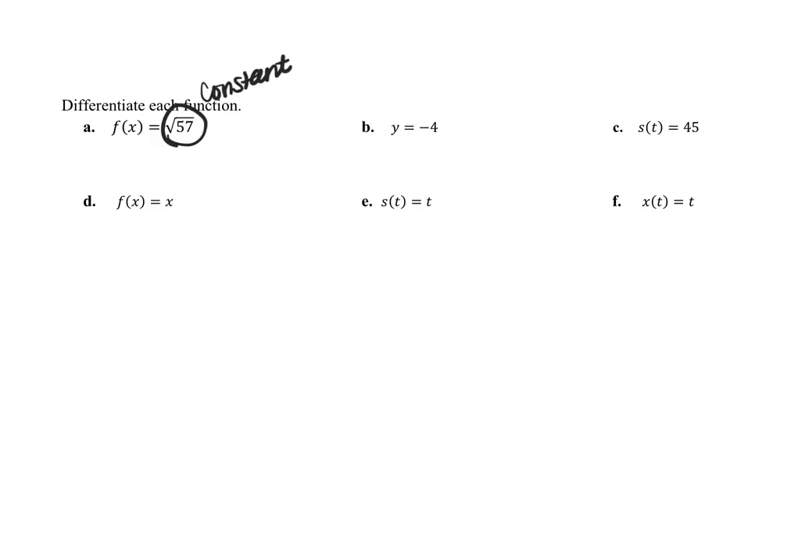So the graph of a constant function is a horizontal line, and the slope of a horizontal line is always 0. Therefore, the derivative, f prime of x, of the square root of 57 is simply 0.